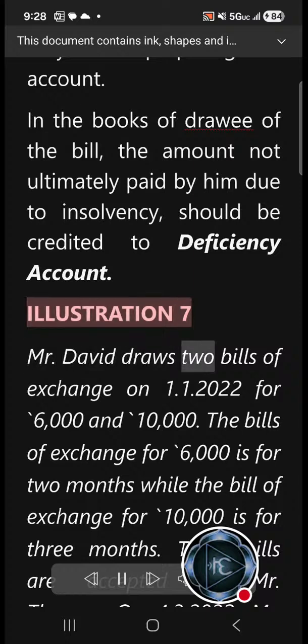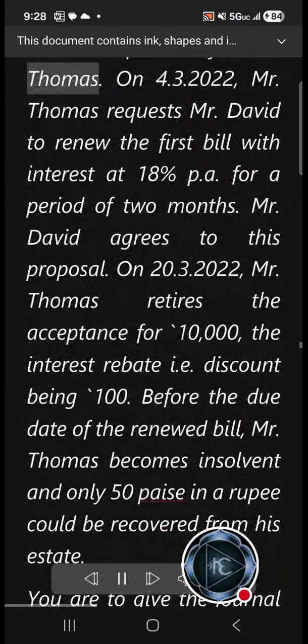Mr. David draws 2 bills of exchange on January 1st, 2022 for 6,000 and 10,000. The bill of exchange for 6,000 is for 2 months, while the bill of exchange for 10,000 is for 3 months. These bills are accepted by Mr. Thomas. On April 3rd, 2022, Mr. Thomas requests Mr. David to renew the first bill with interest at 18% p.a. for a period of 2 months. Mr. David agrees to this proposal.